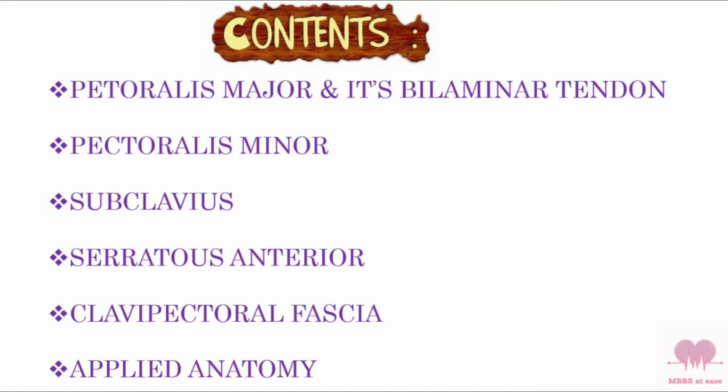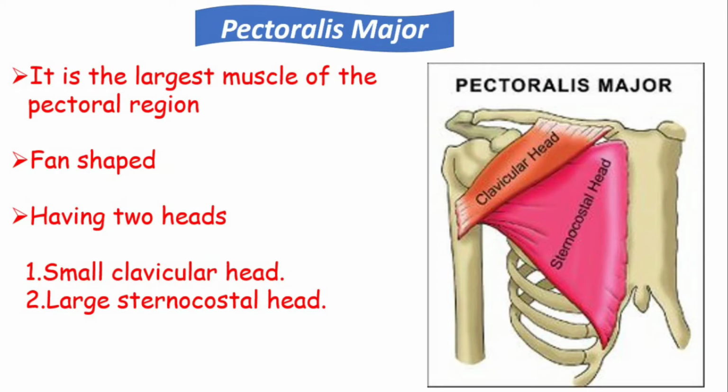The contents which are included are pectoralis major muscle and its bilaminar tendon, pectoralis minor muscle, subclavius, serratus anterior, clavipectoral fascia, and the clinical aspects of every muscle. Let's move on to the pectoralis major muscle. It is the largest muscle of the pectoral region.